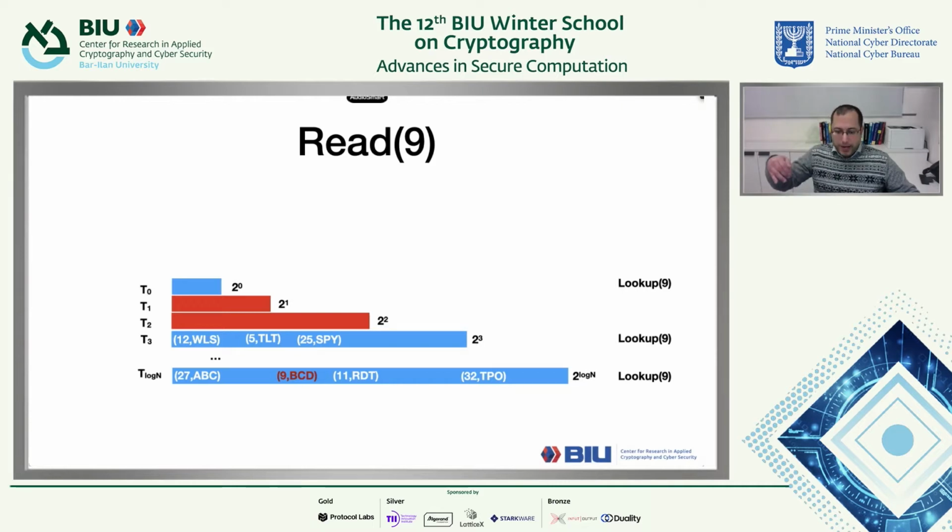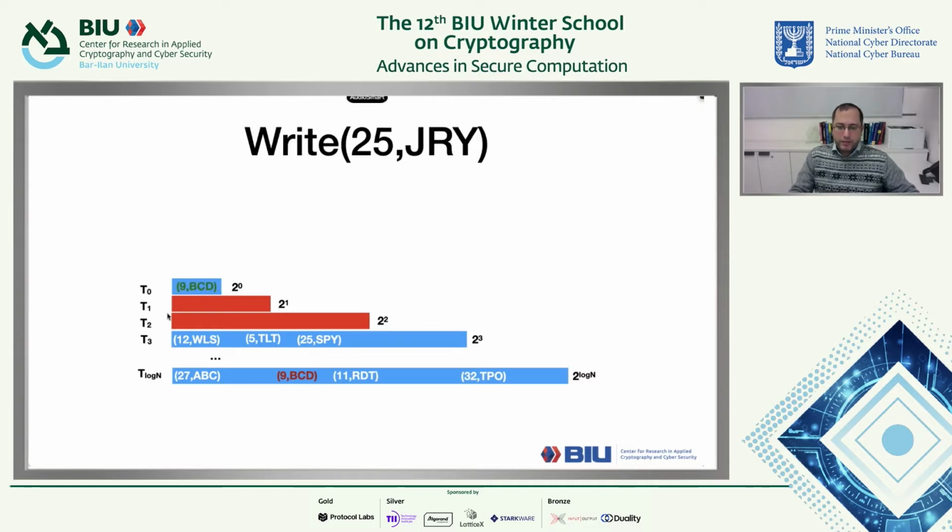Now I want to write it back, and I cannot write it back here, so I'm going to write it back to the first level. Now let's assume that the client wants to write the address 25 with the associated value GRY.